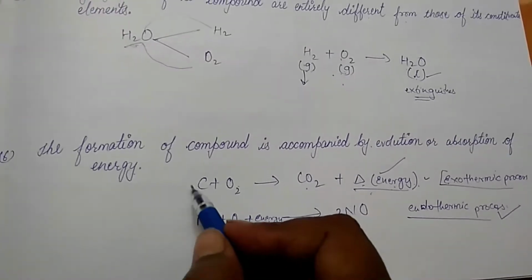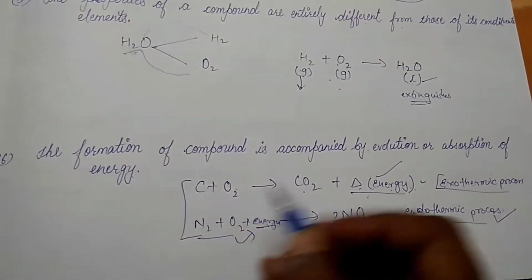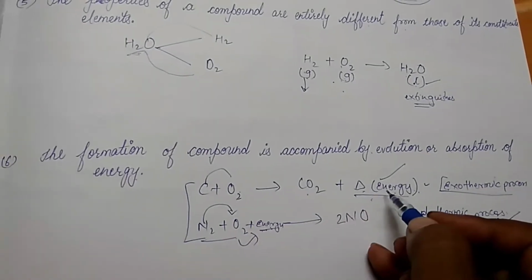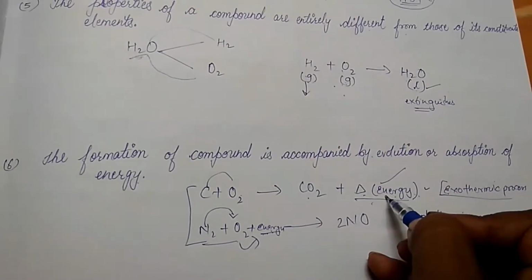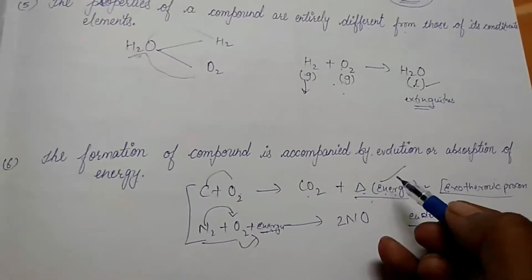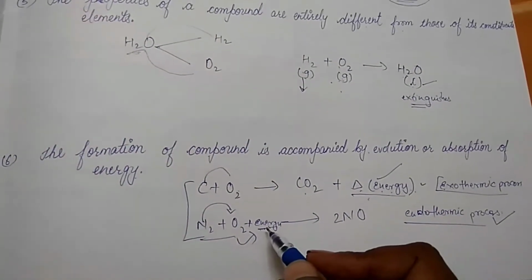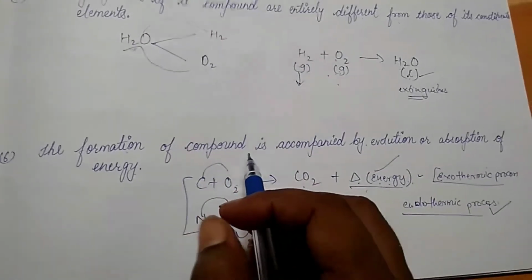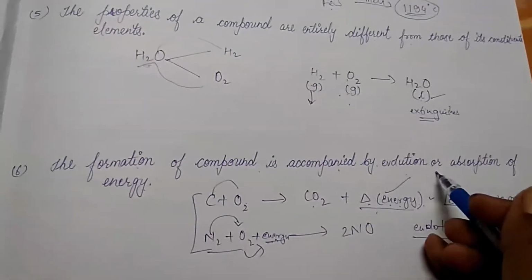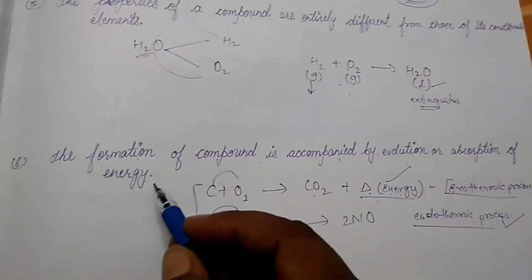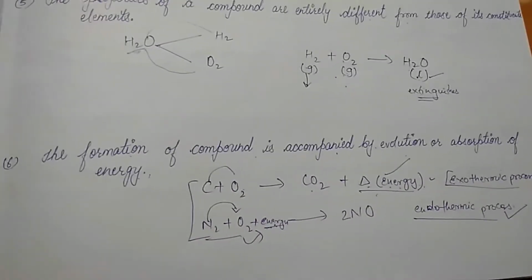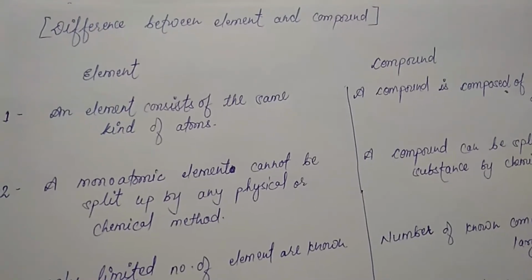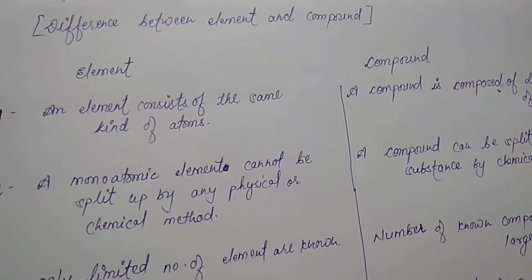So children, we have seen in both examples that during formation of a compound, energy will be liberated, meaning energy will be released, or energy can be absorbed. So the formation of a compound is accompanied by evolution or absorption of energy. Clear, children? Now children, we are going to see the difference between element and compound.